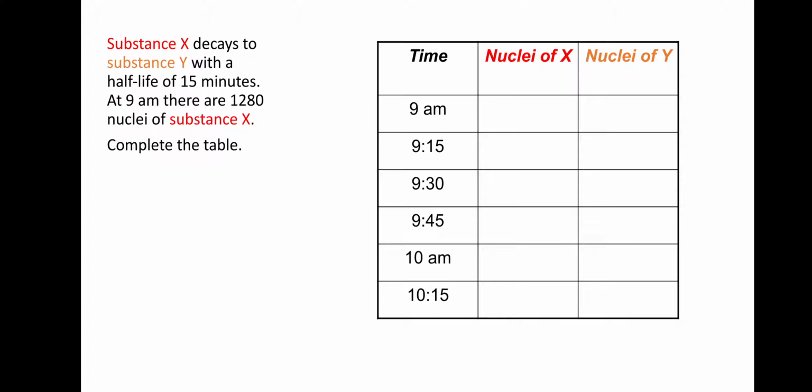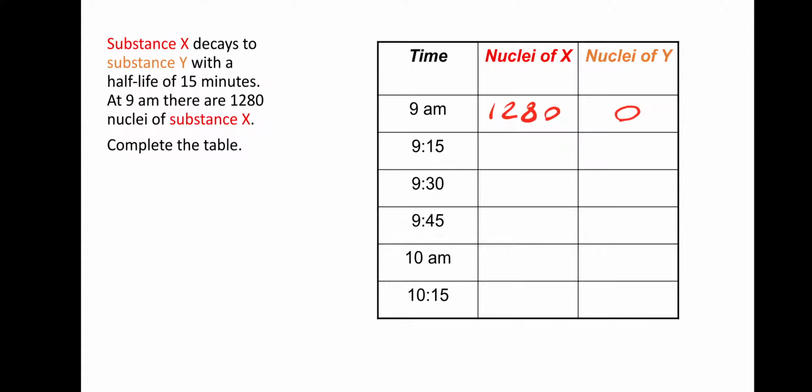So substance X decays to substance Y with a half-life of 15 minutes. At 9 AM there are 1,280 nuclei of substance X. I want you to have a go and complete the table. Remember, every 15 minutes the amount of nuclei would halve. So the amount of nuclei X at 9 AM is 1,280. And the amount of nuclei Y is obviously 0.